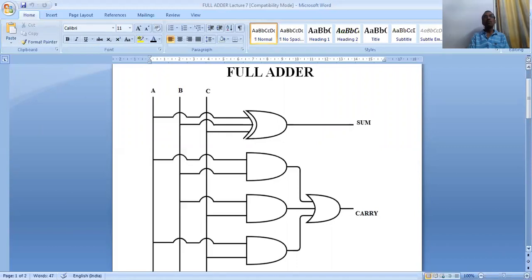In the case of XOR gate, A input is given by crossing B and C. B input is given by crossing C. That means it is not connected with the C. And C input is directly connected to XOR gate.